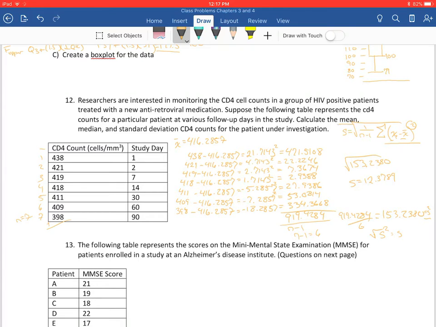So we've calculated the mean. The median we didn't do. For the median, you just put these values in order. When you put them in order, your median value is going to equal 418. And standard deviation, I more or less wanted to show you the steps for standard deviation.